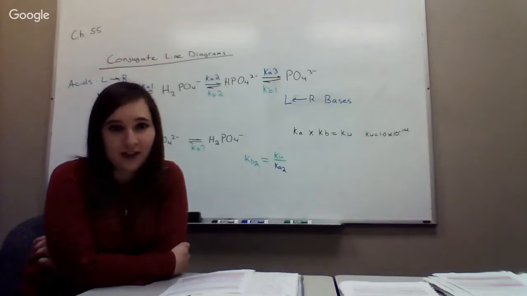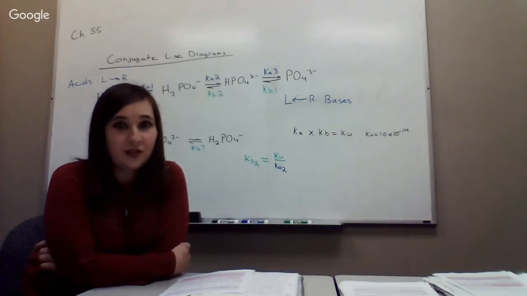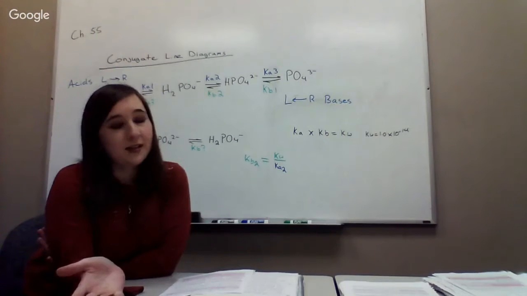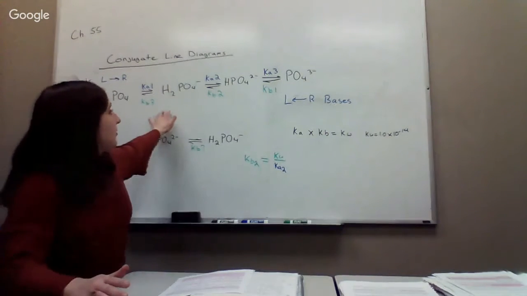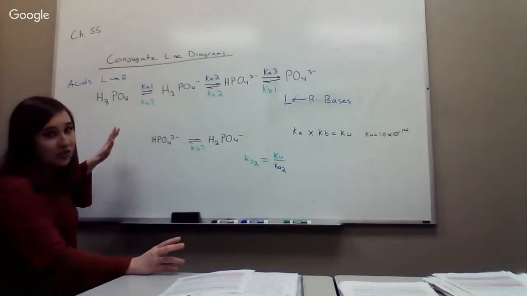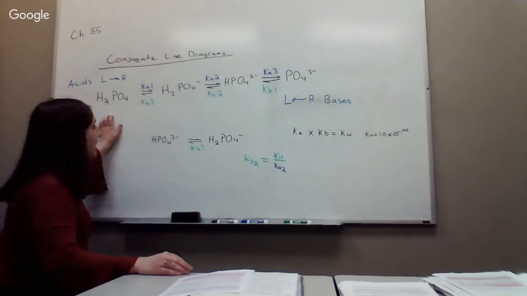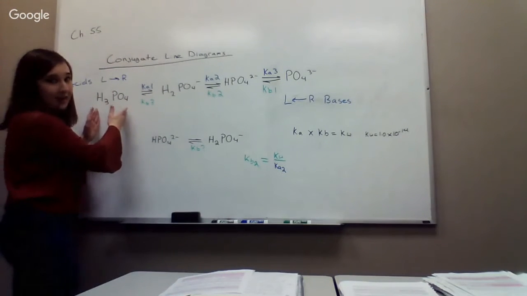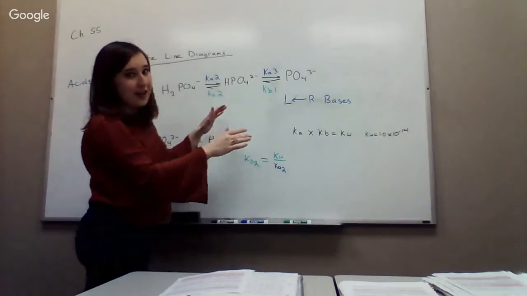I tutor chemistry classes, and today we're going to be talking about conjugate line diagrams. These were introduced in chapter 55, and they are so incredibly important in all of your acid-base chemistry problems. So what is a conjugate line diagram? I have one written up here, and bear with me, I know it's backwards, but hopefully you can get the general idea. A conjugate line diagram typically starts with an acid and shows its dissociation.